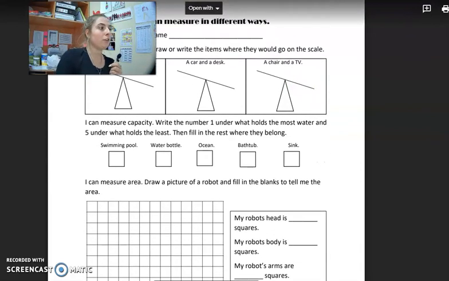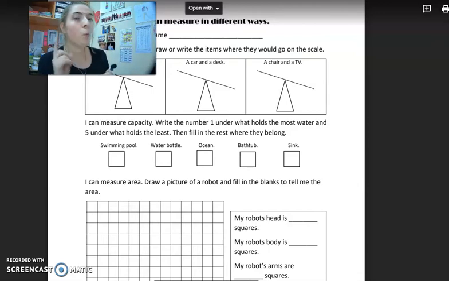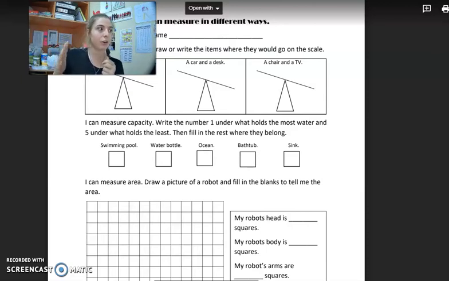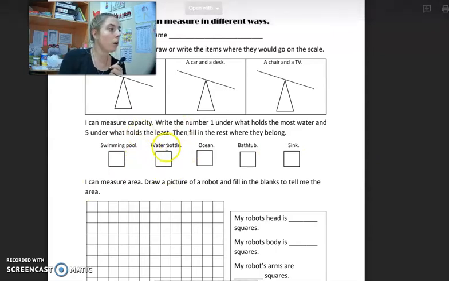The next part, we are measuring capacity. So we're going to talk about how much water these things can hold. So you are going to be putting the number 1 under what holds the most amount of water, and the number 5 under what holds the least amount of water. You're going to be ordering all of these things from the thing that holds the most water to the thing that holds the least water. So we have a swimming pool, a water bottle, we have the ocean, a bathtub, and a sink.